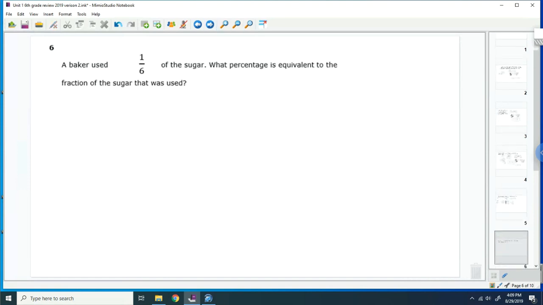All right, a baker used 1/6 of the sugar. What percentage is equivalent to the fraction that sugar was used? So you're going to do 1/6 is equal to x over 100 because you're trying to find a percentage. So you cross multiply. 1 times 100 is just 100. And x times 6 is just 6x. So you divide 6 to both sides.